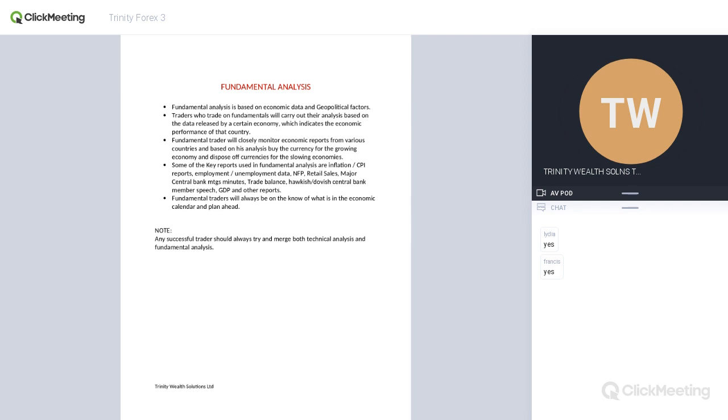Yeah? So you're going to look at fundamental analysis to know what to look at. How can you tell what is expected in the US, which is likely to affect the US dollar? What is expected in Europe, which is likely to affect the euro, right?